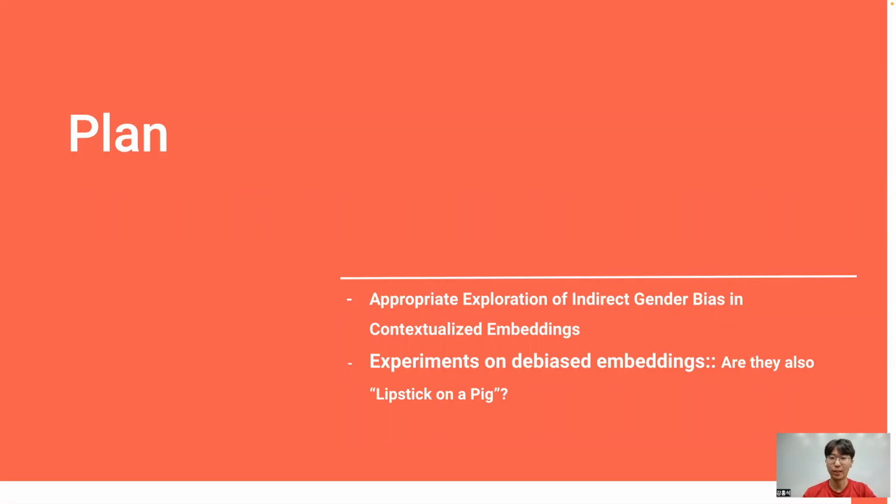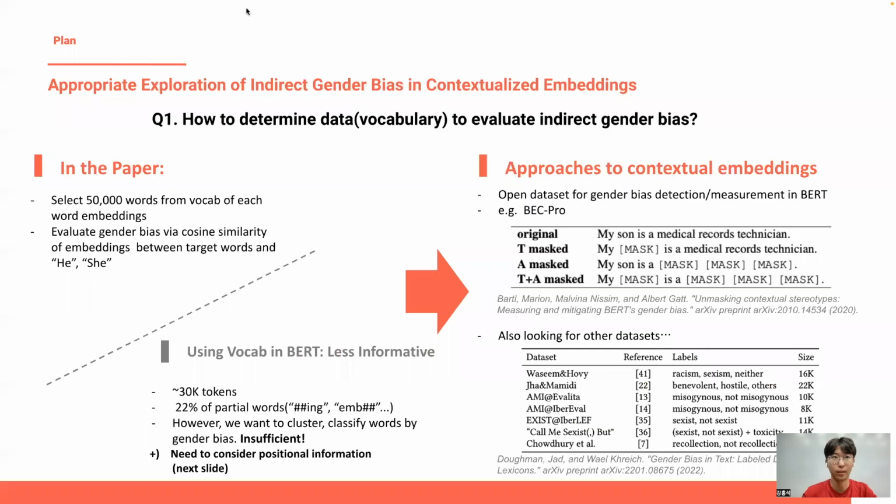So far, we made a replication of the paper and applied the method to contextualized embeddings. However, for the appropriate exploration of indirect gender bias in BERT, we still have a long way to go. To accomplish our final goal, discovering the effectiveness of debiasing methods in contextual embeddings, 2 questions need to be answered.